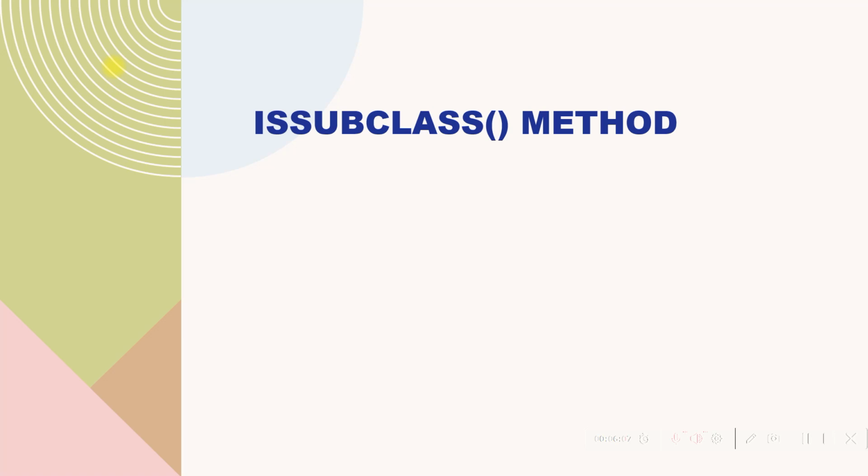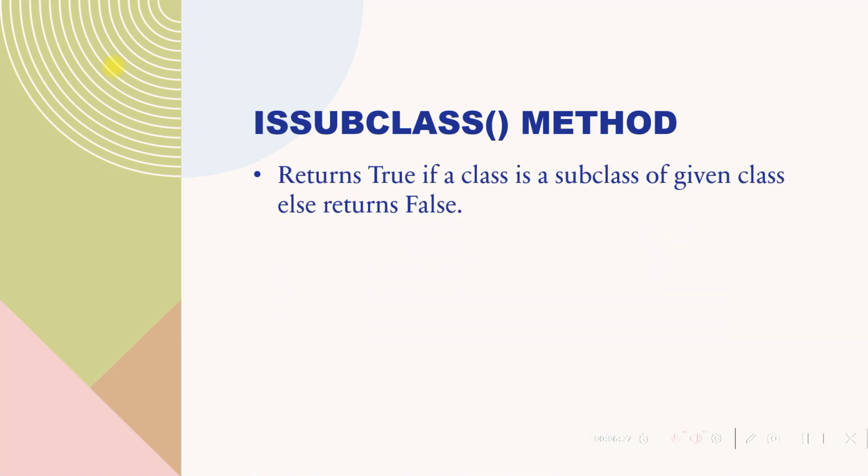Now the third method is the issubclass method. This issubclass method is basically used in object-oriented programming, but here some of the inbuilt classes in Python are again subclasses of other inbuilt classes in Python. That is why I have used this method here. What this method does is return true if the class is a subclass of the given class, otherwise it will return false.